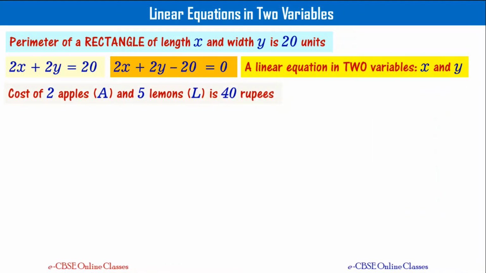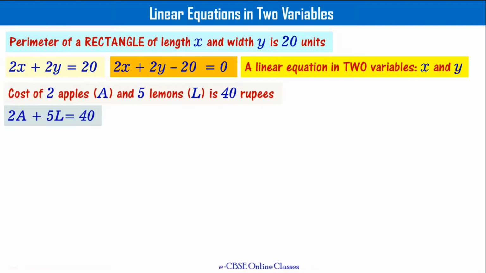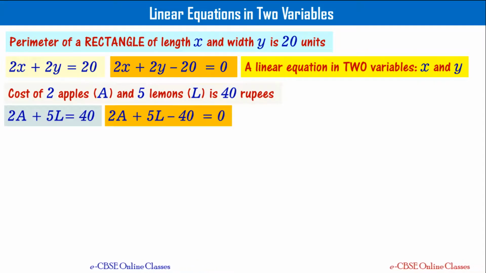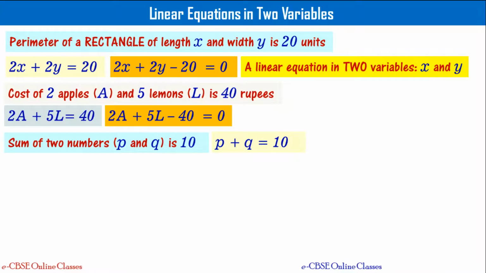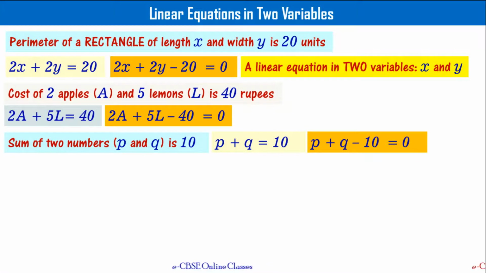Cost of 2 apples and 5 lemons is 40 rupees. That can be written as 2a plus 5l equal to 40, or it can also be written as 2a plus 5l minus 40 equal to 0. This is another example for a linear equation in two variables. Let's take a look at another case. Sum of two numbers, p and q, is 10. It means that p plus q is equal to 10. That can also be written as p plus q minus 10 equal to 0. This is another example for a linear equation in two variables.